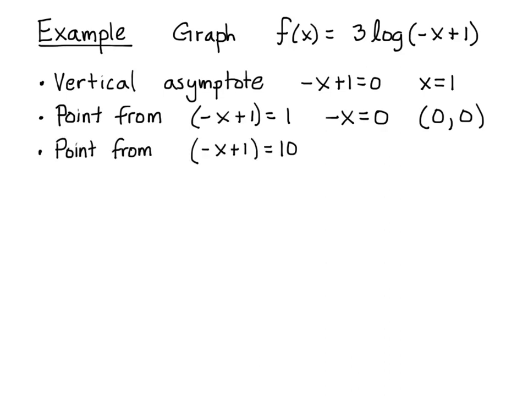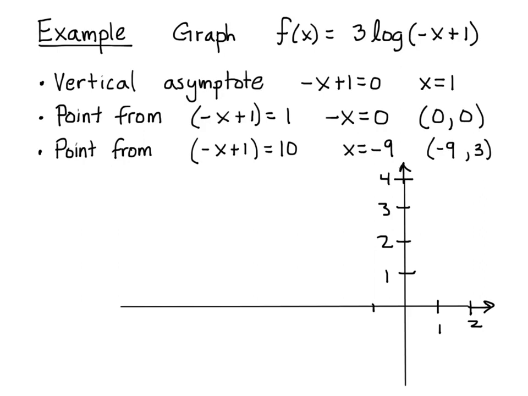And then the other thing now is we want to set this so we get the log base 10 of 10. So we want to set this negative x plus 1 to equal 10. We can solve it again, and we subtract 1 from both sides, and so we get negative x equals 9, and so multiply both sides by negative 1, we get x equals negative 9. So we have our point negative 9 and 3. So there's our asymptote and 2 points.